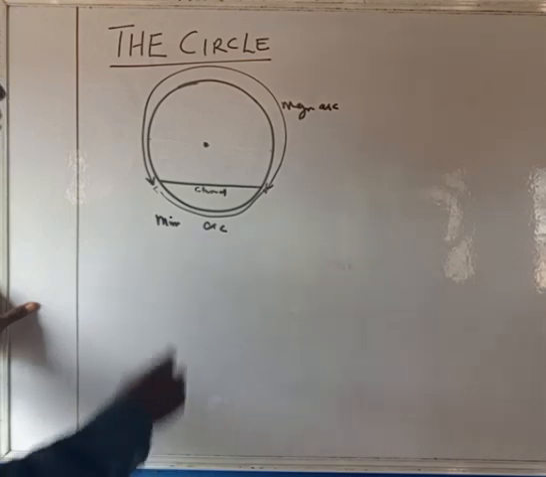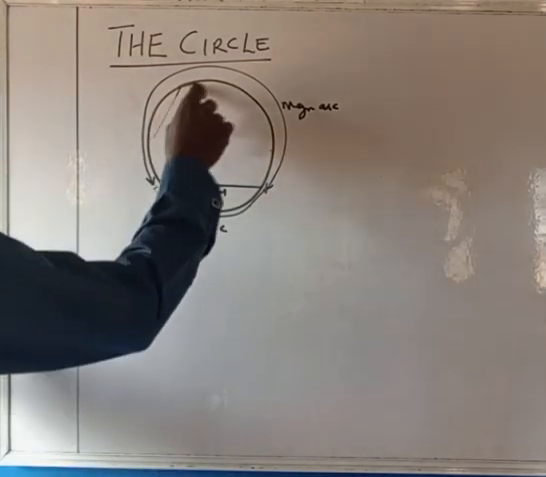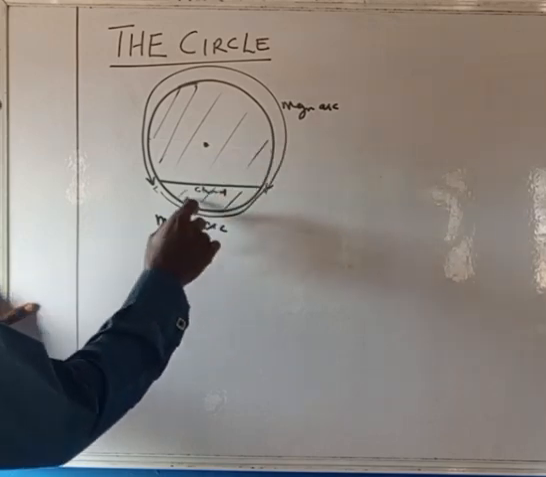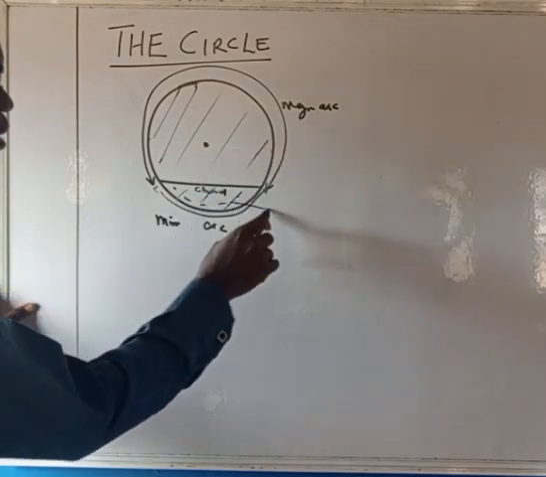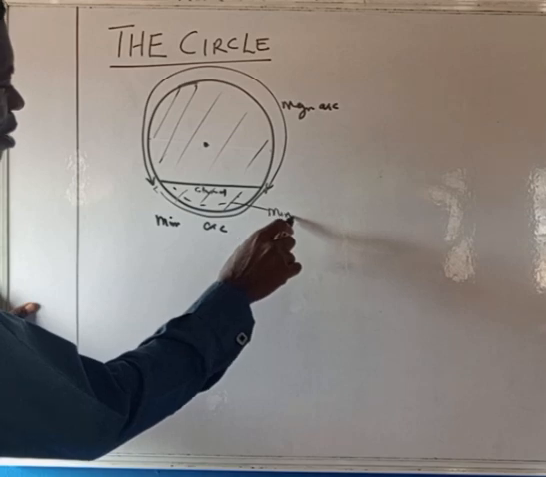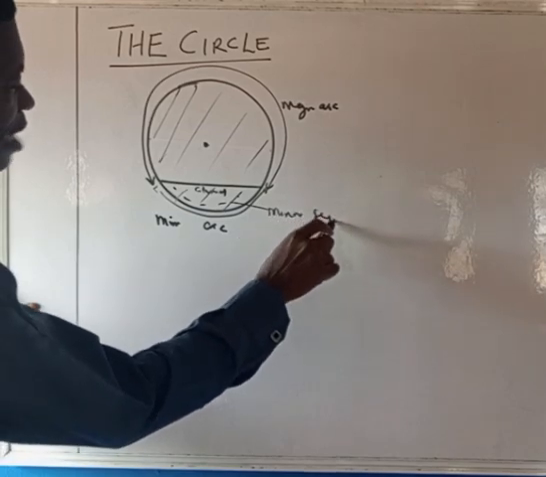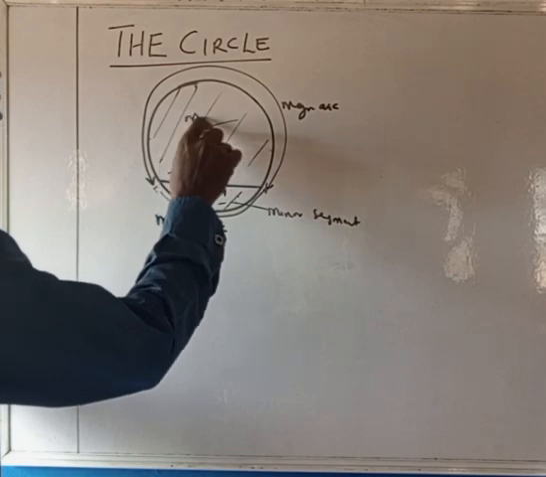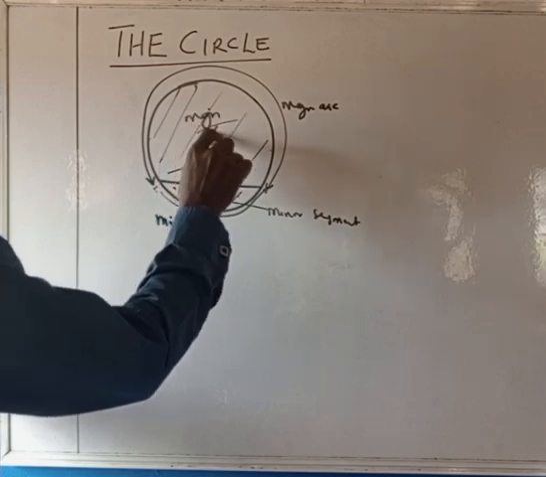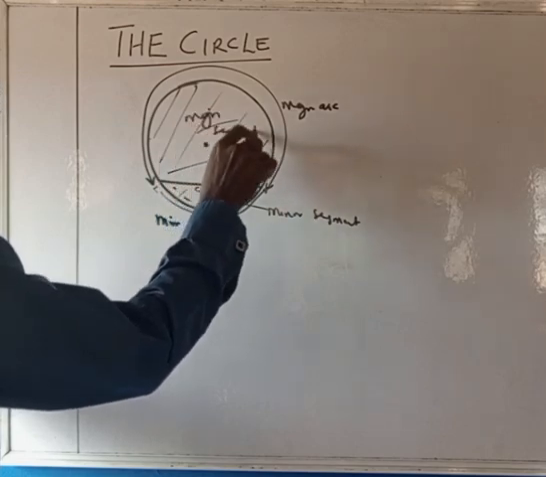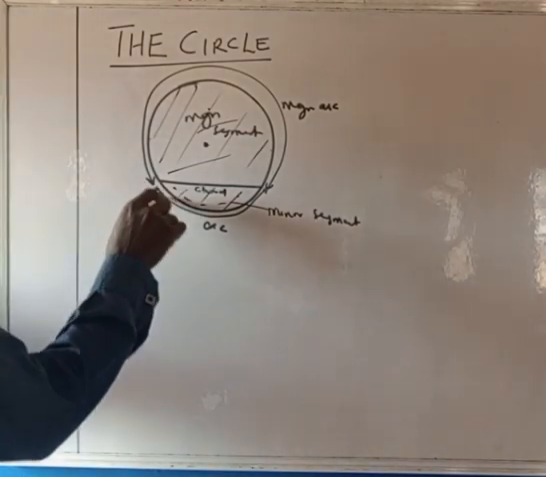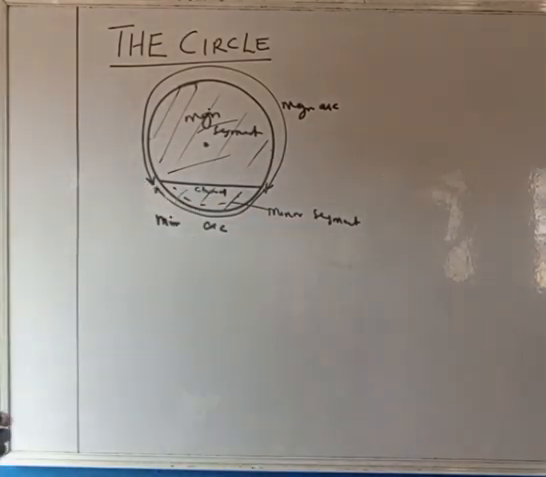Number two, it divides the circle into two segments. This inside, this place is called the minor segment, and this other one is called the major segment. But the line is called the arc: the minor arc and the major arc.